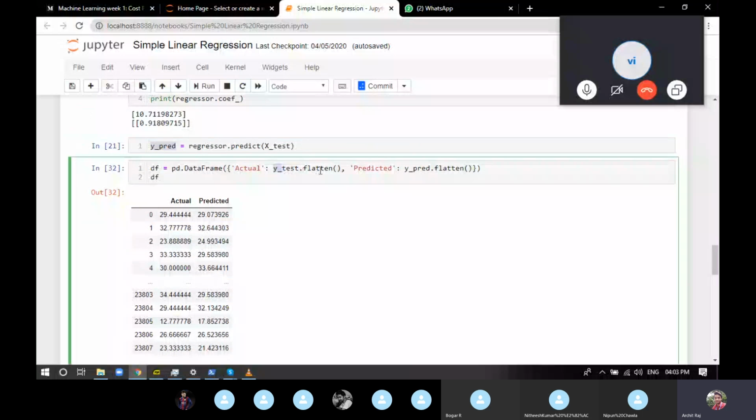You can ignore flatten here. I used flatten only because if there's 2D data, it converts it into 1D data. So you can ignore flatten for now. I'll explain later what flatten is. So y test is the actual and the predicted is y predict.